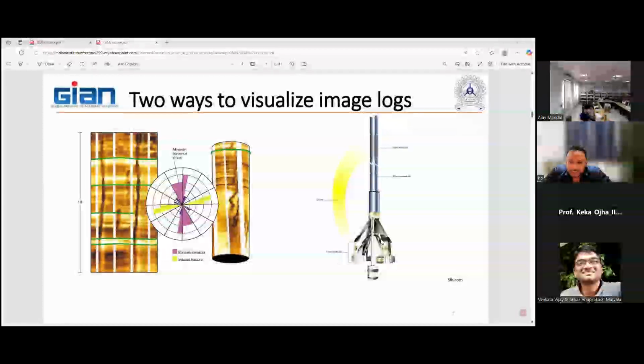In this case it's a resistivity image, and the reason we have these white patches here, why is that? Because these pads are not touching each other, so there will be a small distance between each of those pads. Those are the regions with no data, and they show up as white in these image logs. So these are the gaps.